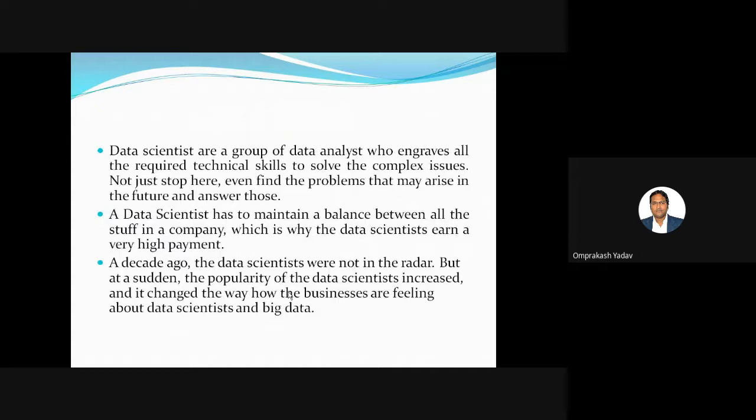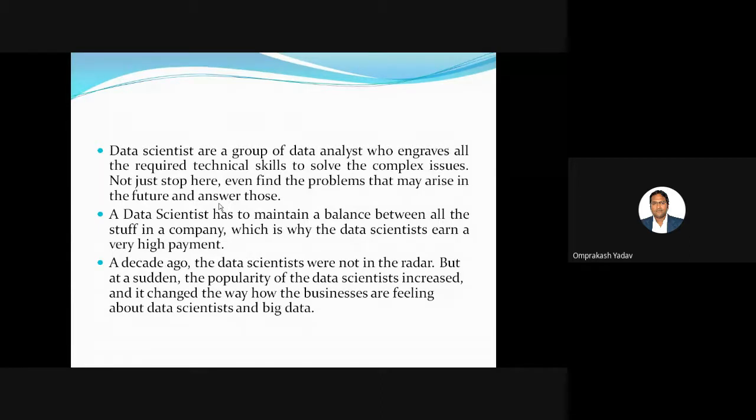Next, a data scientist is a group of data analysts who possess all the required technical skills to solve complex issues. So many issues are there. Like the one we just saw, the company was facing a sales problem and a revenue growth problem, and wanted to increase profitability, and data scientists try to solve that particular issue. Not just stop over here, they even find the problems that may arise in the future and answer those. In the future also some problem may arise.